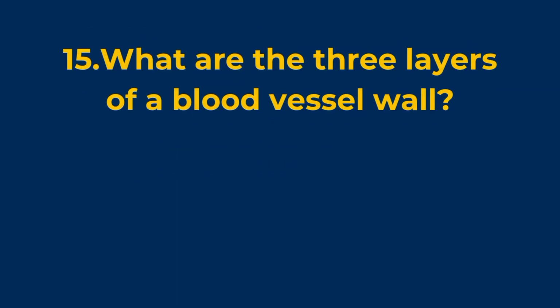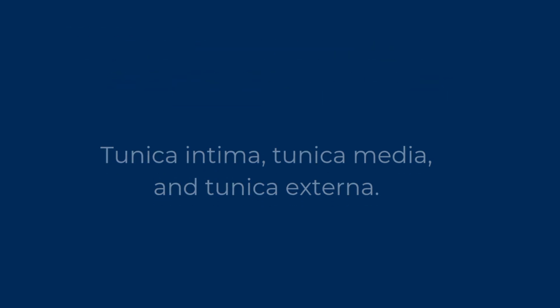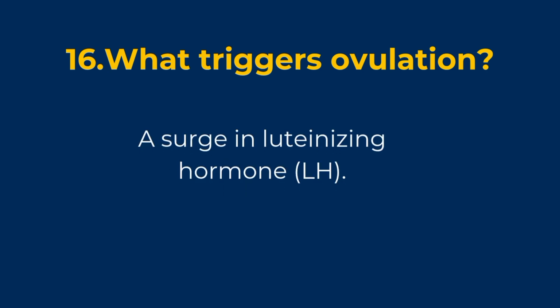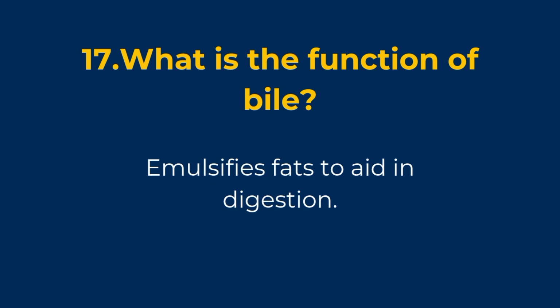15. What are the 3 layers of a blood vessel wall? Tunica intima, tunica media, and tunica externa. 16. What triggers ovulation? A surge in luteinizing hormone, LH. 17. What is the function of bile? Emulsifies fats to aid in digestion.